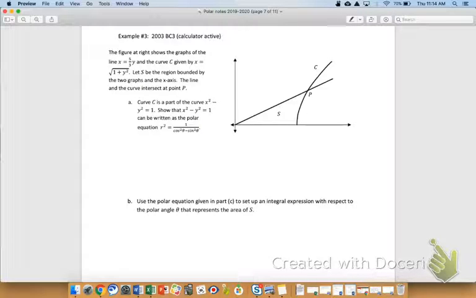Yeah. Yeah, for sure. That's 1/2 integral of r squared d theta.